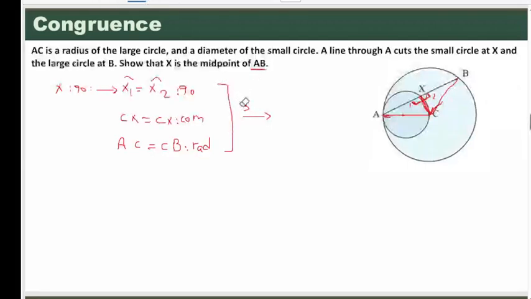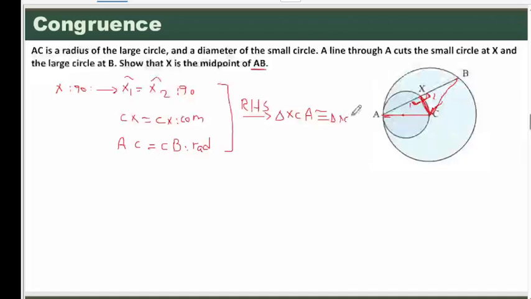I could prove with, here in the right triangles, right angles, two hypotenuses, RH, as corresponding sides, RHS. I could prove these two triangles are congruent. So triangle XCA is congruent to triangle XCB.